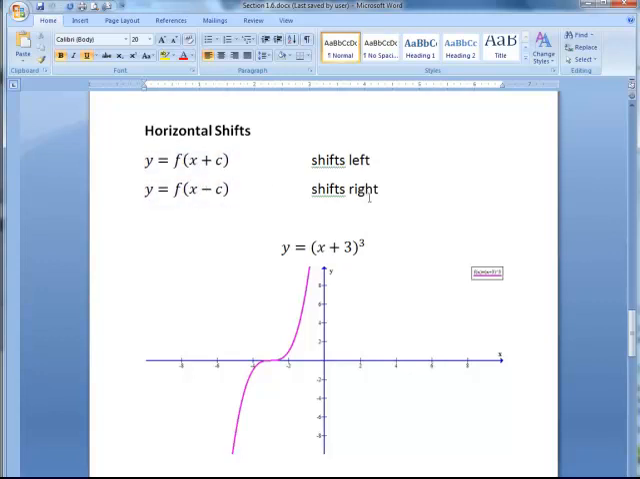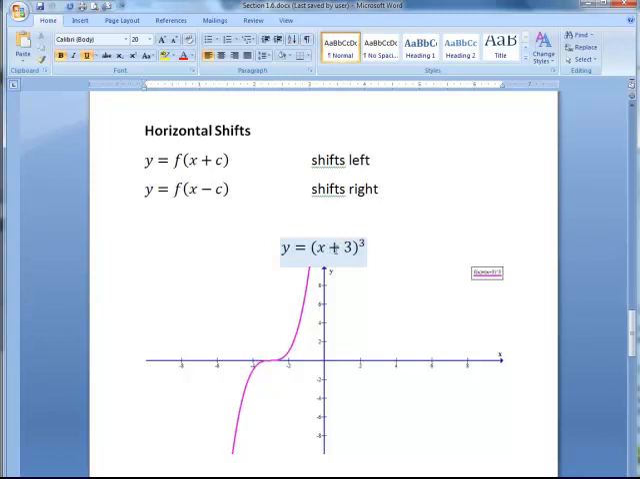So let's look at y equals x plus 3 quantity cubed. Notice the 3 is inside the parentheses, so I'm actually adding 3 before I'm cubing. So I'm adding the c before I do the function. That means it's inside of the function. So this means I'm shifting left and right, not up and down.